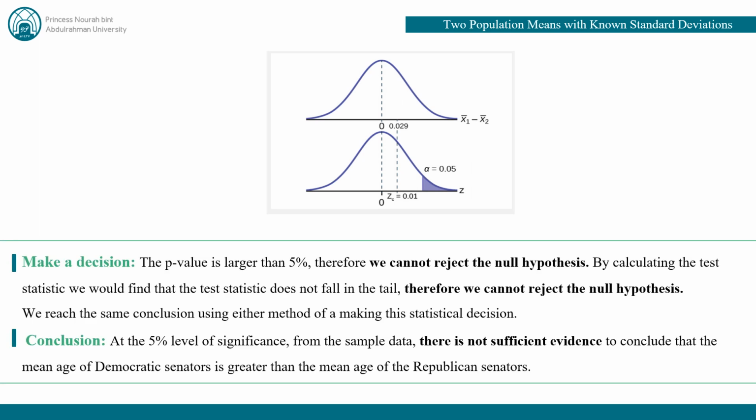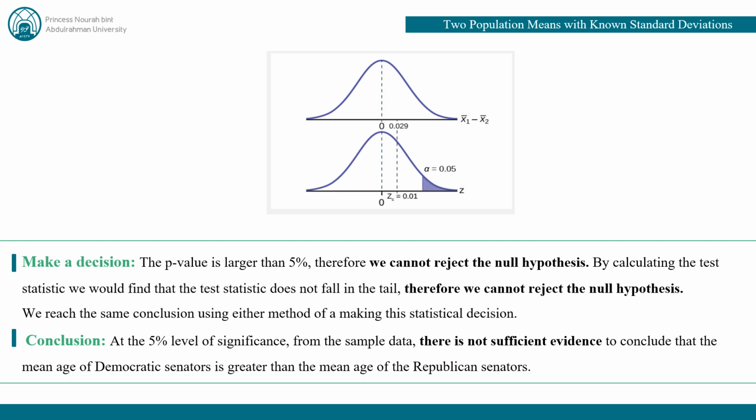We can make a decision on this. Our decision here. Make a decision. The p-value is larger than 5%, therefore we cannot reject the null hypothesis. By calculating the test statistic, we would find that the test statistic does not fall in the tail. Therefore, we cannot reject the null hypothesis. We reach the same conclusion using either method of making this statistical decision.